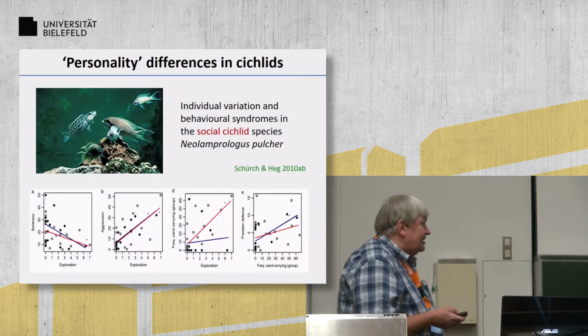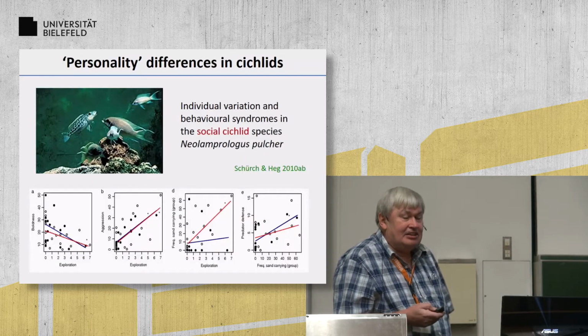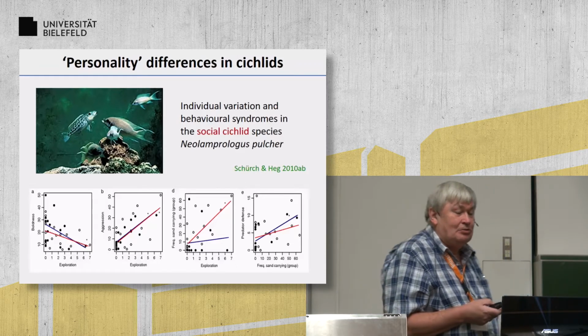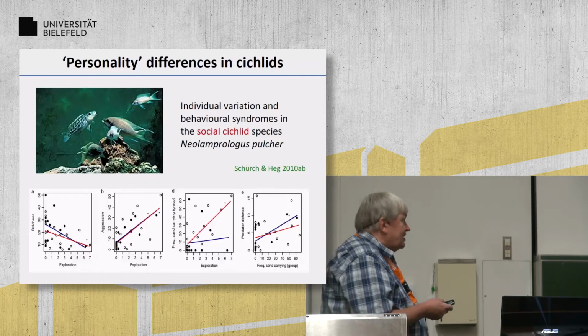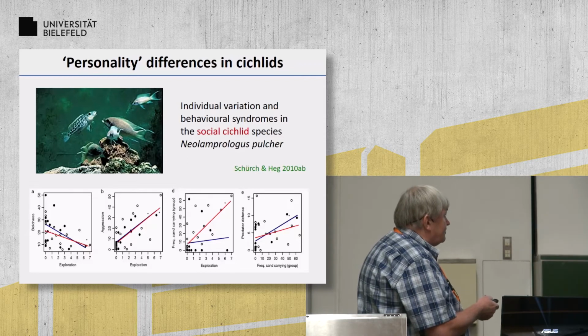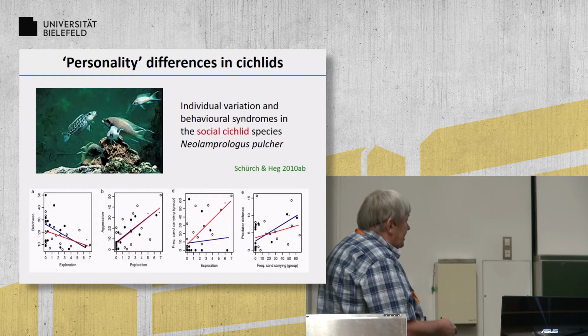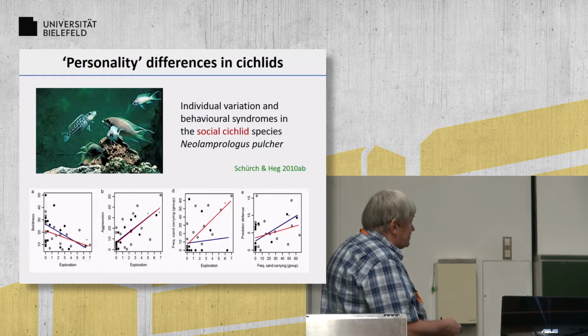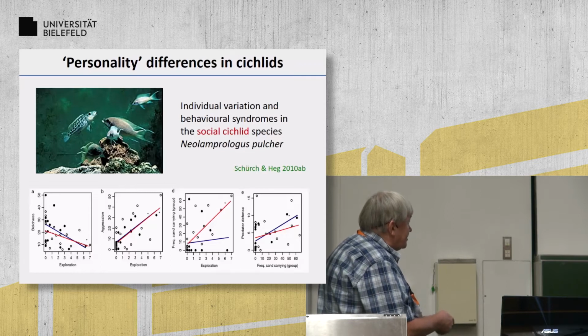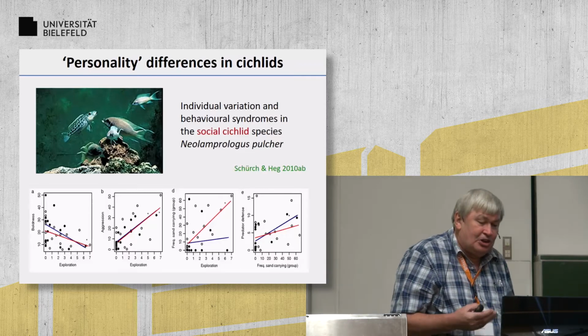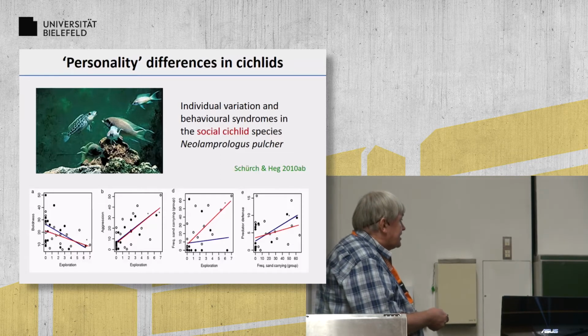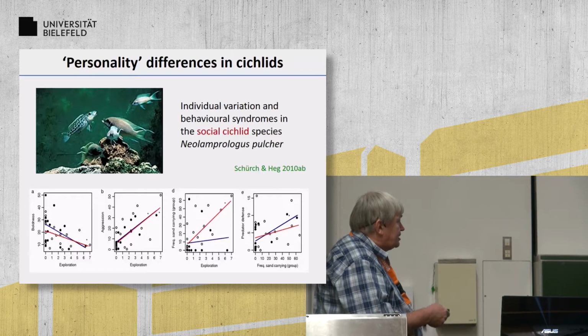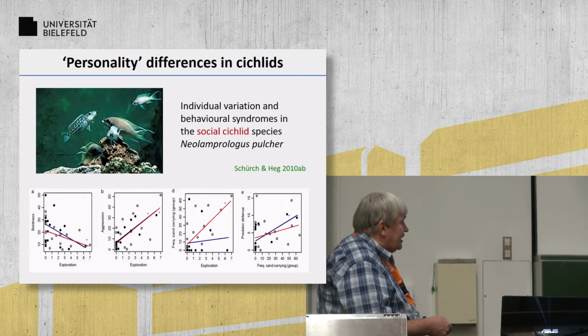Important is that we find it in virtually all animals that have been investigated to a considerable extent. I show only very briefly a few examples. Here's an example of a fish species, cichlids, that live in larger groups and show some social behavior, and there you see a clear correlation. So variation in exploration behavior and in boldness. Boldness means how they behave under novel, potentially dangerous circumstances. Then you see also a correlation between exploration and aggression. You see exploration and some scent carrying, so that's a cooperative kind of task.